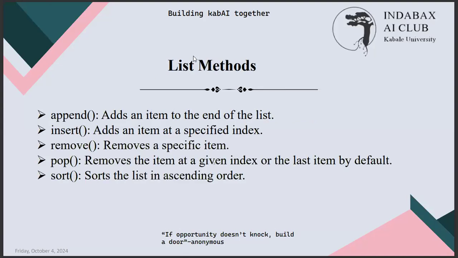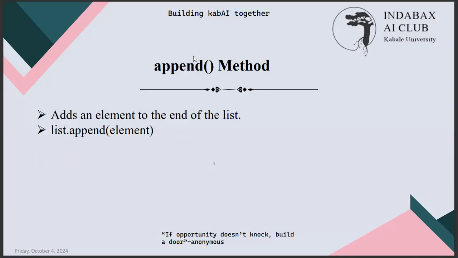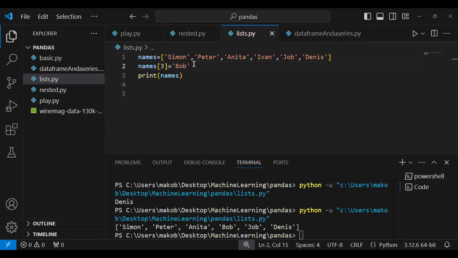Then we have different list methods that we use to do different things. We have the append method, which adds an element to the end of the list. When you are dealing with programming, you are going to deal with append a lot. So how does append work? We are saying append adds an element at the end of the list.